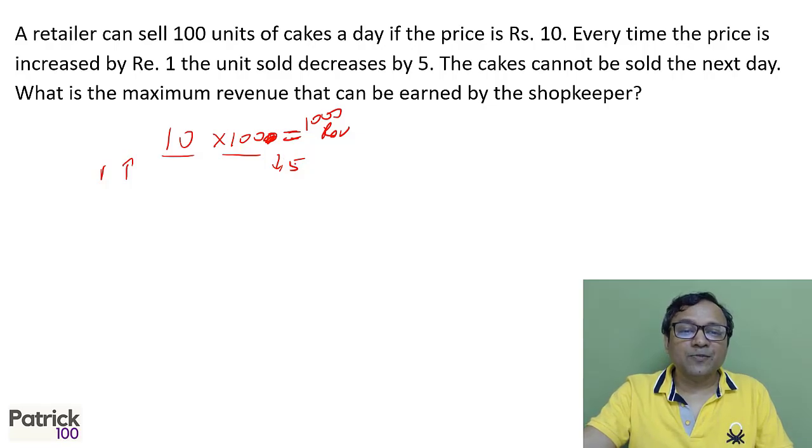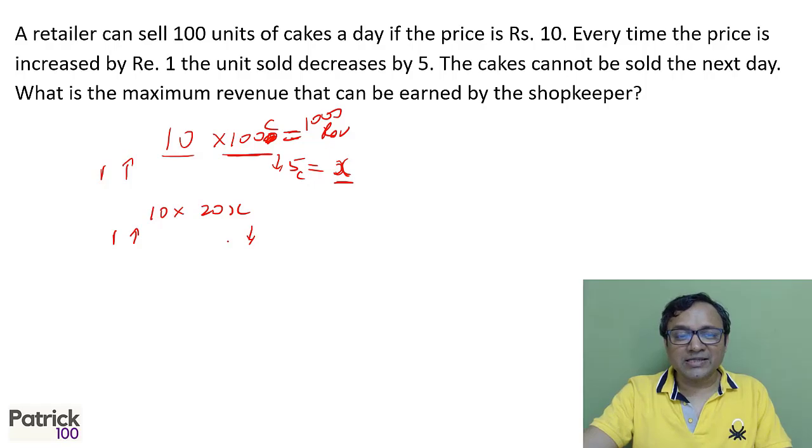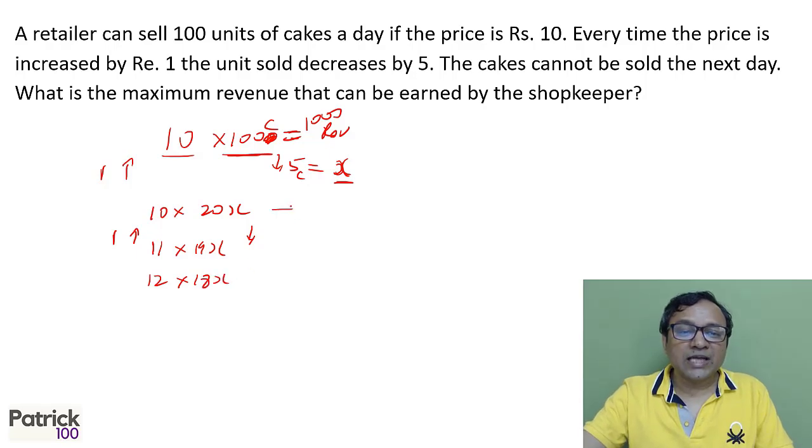What I'll do is take this 5 as, let's say, x. So the product becomes 10 into 20x. I take 5 units of cake as 1x, so 100 units of cake will be 20x. Every time I'm increasing the price by 1, I'm reducing the number of cakes by 1x. So it becomes 11 into 19x, 12 into 18x, and so on. Now the sum is the same, 30, 30, 30.